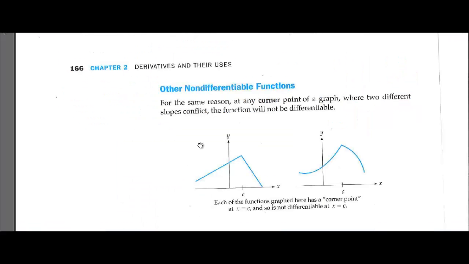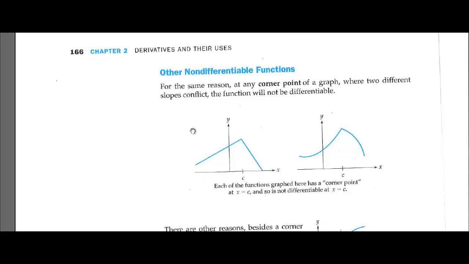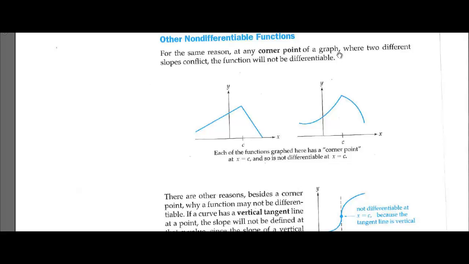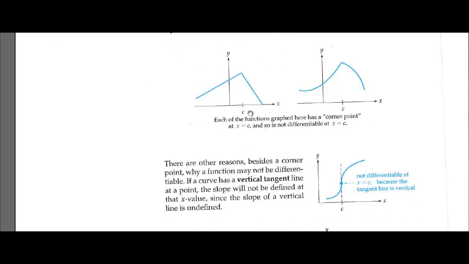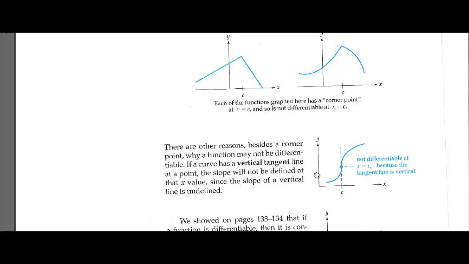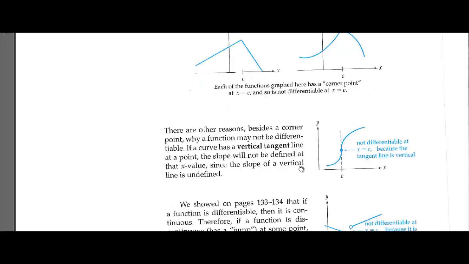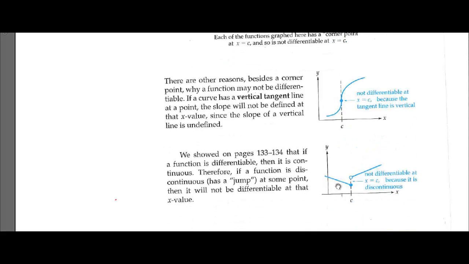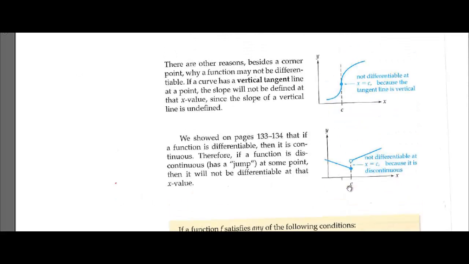This is on page 166 in your book. We looked at corner points, where the two different slopes conflict. Anywhere you have a vertical tangent: remember, the derivative is the slope of the tangent line, and a vertical tangent line has an undefined slope. So if your graph has a vertical tangent, the slope does not exist, therefore the derivative does not exist. And anywhere you have a jump or a discontinuity, like right here at the point C, the derivative does not exist.